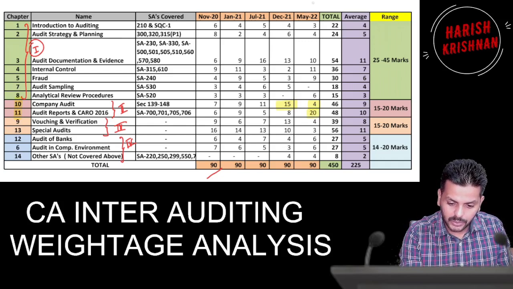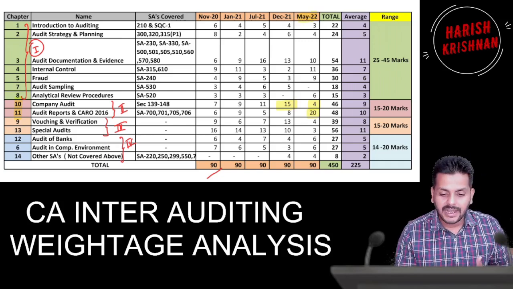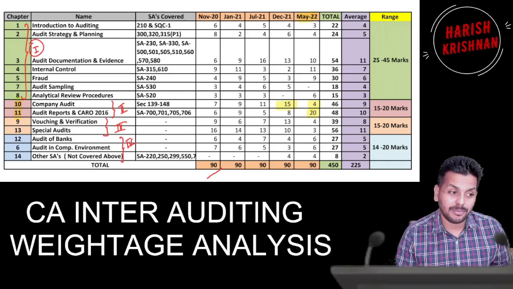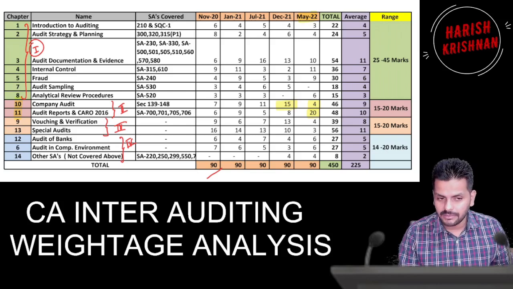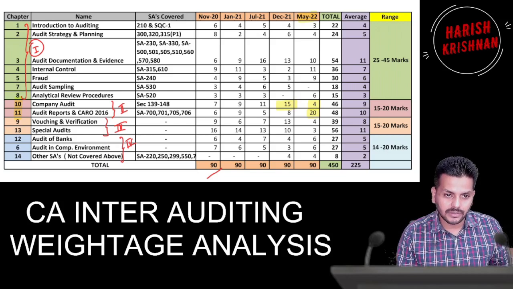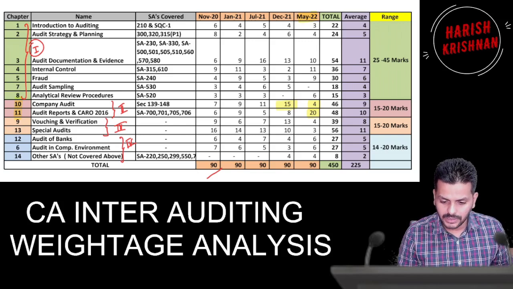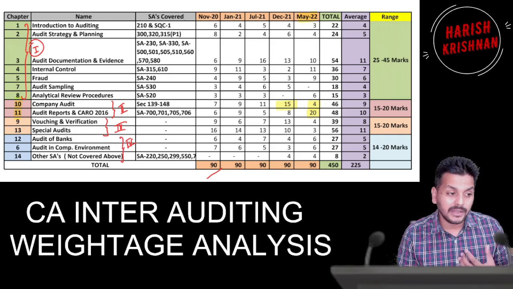Now, May 22 has been an offbeat paper. I am going to discuss that paper in my next video. Of course, there are a lot of people who didn't qualify that paper at all. There is a lot of negativity surrounding that paper. The reason for that is something that I understand. People expected audit to be a very usual and regular paper, but questions came a little offbeat. Many questions from CARO have come, many questions on audit report.